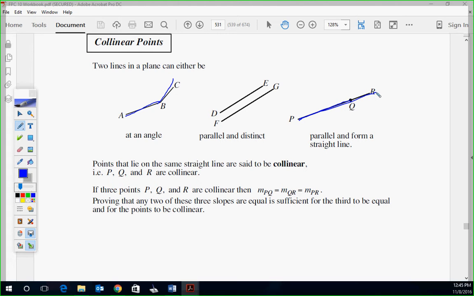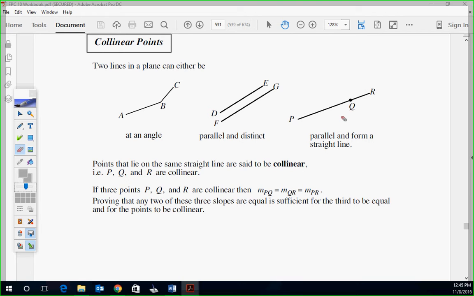Collinear means together on a line. So don't make collinear be a hard, weird word you never heard before. Together, linear, line. So collinear, they're together on a line. Does that make sense? Points that lie on the same straight line are called collinear. If three points P, Q, and R are collinear, that means they have the same slope. PQ and PR have the same slope because they're on the same line.